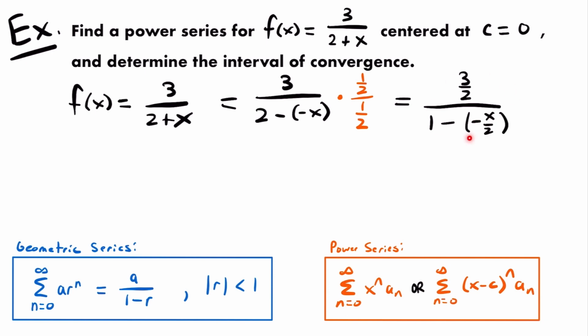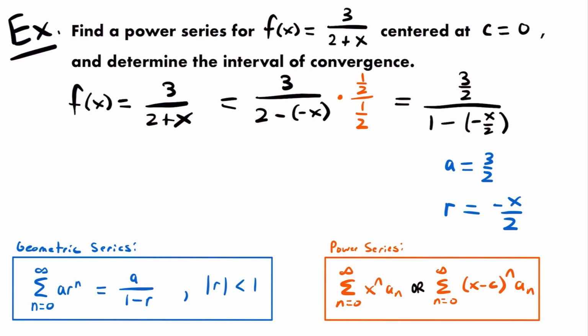Okay, and so now our function is in the form of the sum of a geometric series. We have a constant in the numerator divided by 1 minus a common ratio involving x. All right, and so we would say that for this function, a is equal to 3 halves and r, the common ratio, is equal to negative x divided by 2, right? a is the constant in the numerator, and r is the common ratio that is being subtracted from 1.